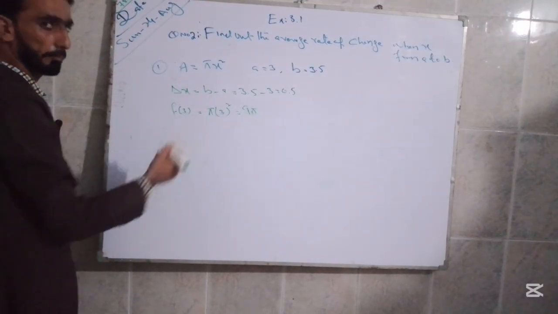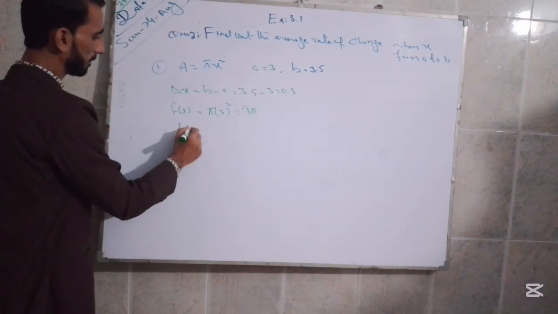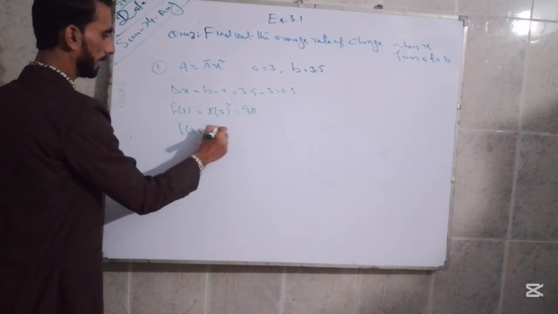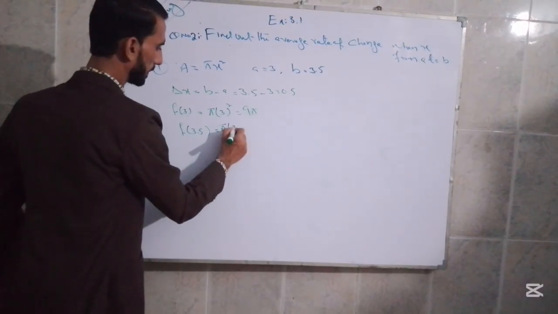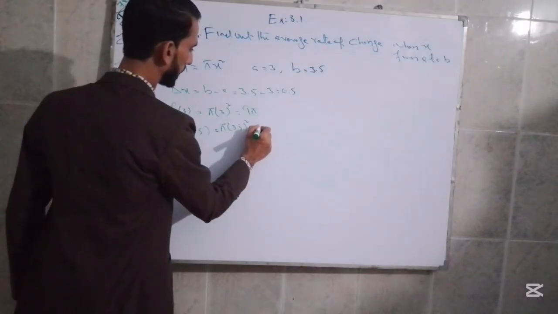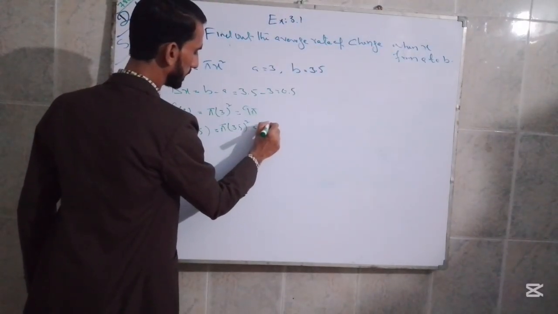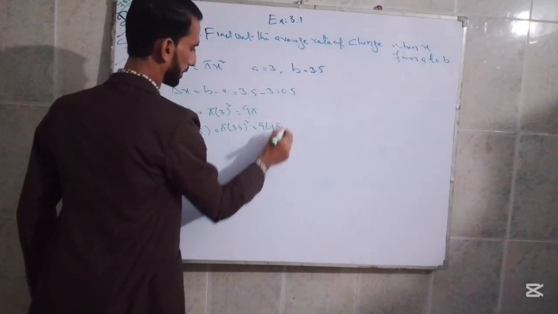Now find the value of f of b. It means f of 3.5. In the place of x we put 3.5 square. Now 3.5 square is what? 9.61 pi.